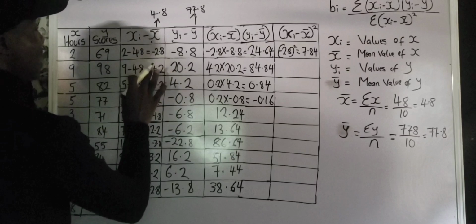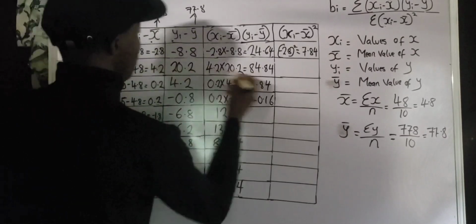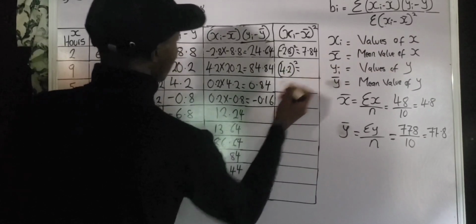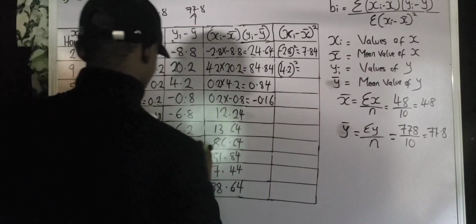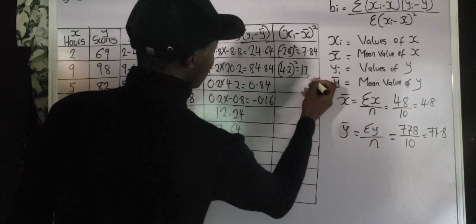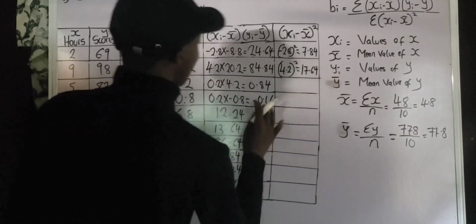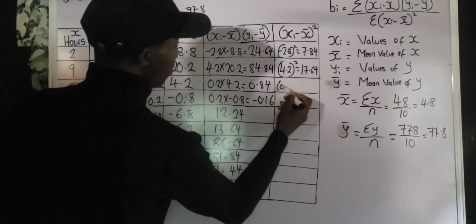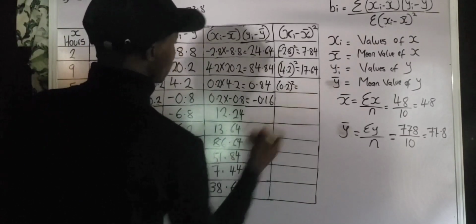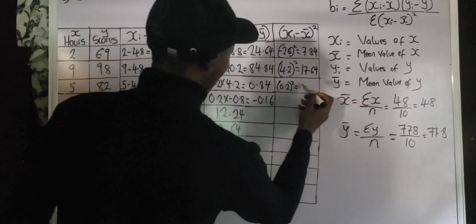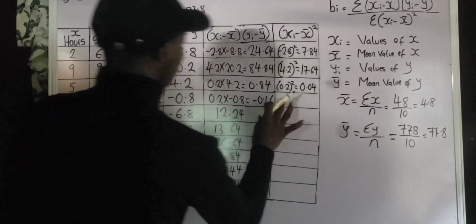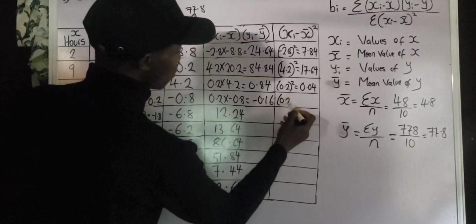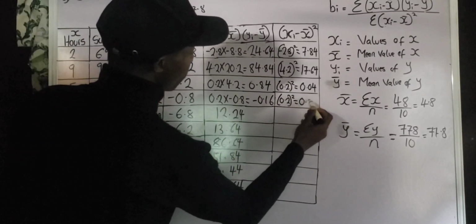So for these cells, I'm going to square the value of the difference between the values of x and the mean value of x. So I'm going to have 4.2 squared. If you punch your calculator, you are going to get 17.64. For these cells, we are going to take the square of 0.2, so I'm going to have 0.2 squared, which gives me 0.04. For these cells, we are going to have the square of 0.2 as well. That will also give us 0.04.